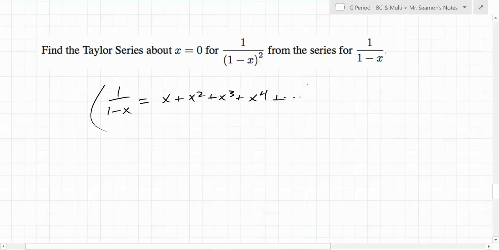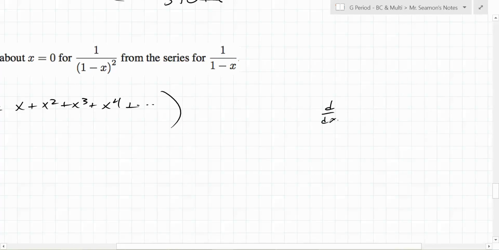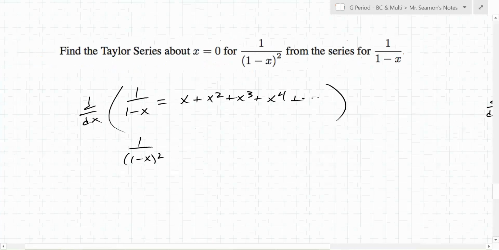But if you differentiate both sides, what do you end up with? 1 over 1 minus x squared. Does everybody see why that's true? Just as a side note, yeah, because you're doing d/dx of (1 minus x) to the negative 1. So that's going to be negative 1 times (1 minus x) to the negative 2 times negative 1. So what happens to the negatives out front? They cancel. I had to write that out just to remember.